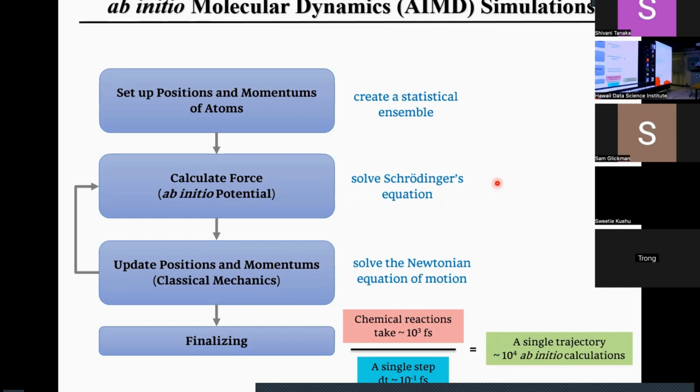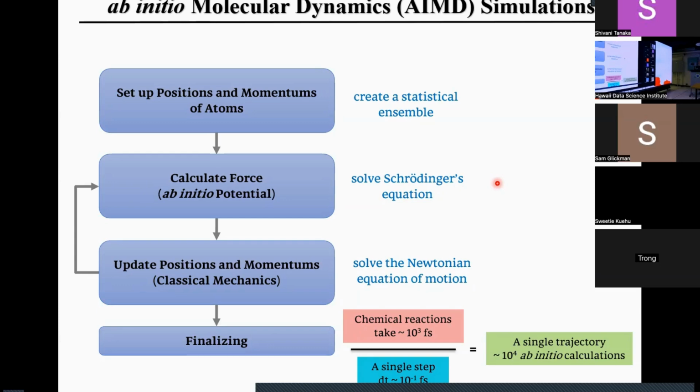To generate a trajectory like that, like what I said, a chemical reaction takes place on the order of 10 to the 3rd femtoseconds. Okay, that's a picosecond. And a single step, a step being defined as going from one frame to the next frame, can happen on the order of 1/10 of 1 femtosecond.